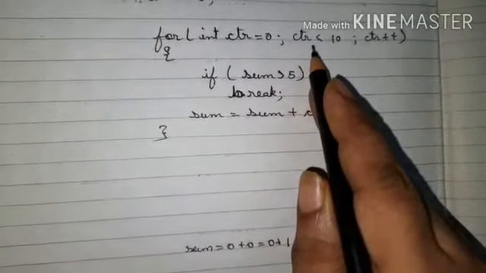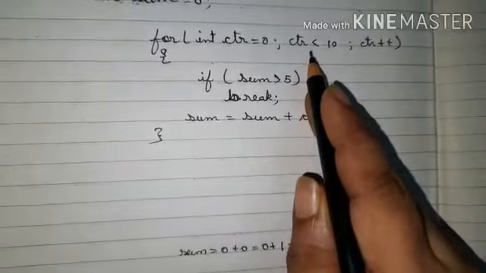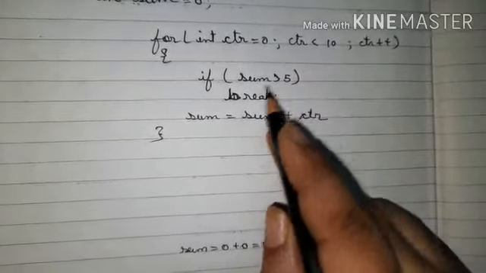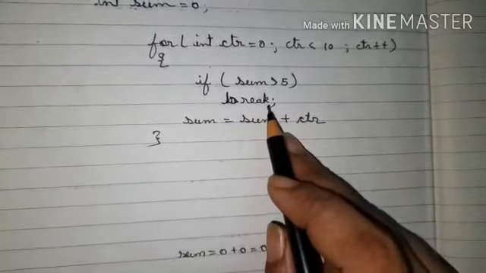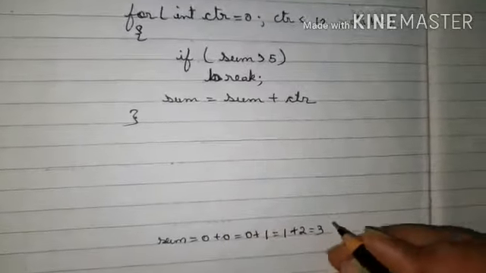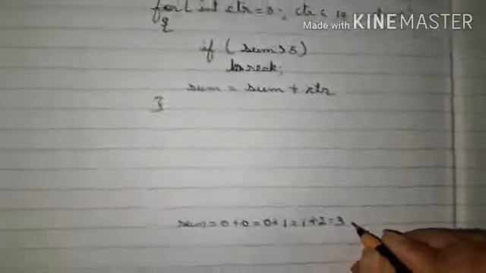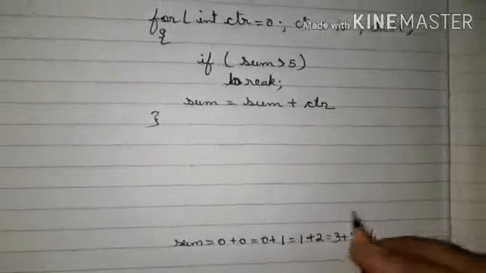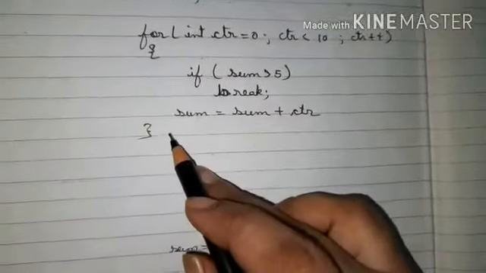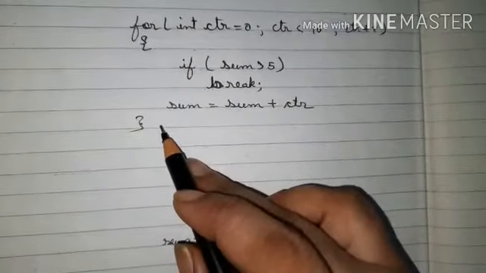Here the condition, 3 is less than 10, condition true, will come here. Our sum is 3, so it is not greater than 5, so it will not enter here, will come here. So now sum was 3 and with that we will add again 3. Now my sum is 6. So my CTR will change to 4.